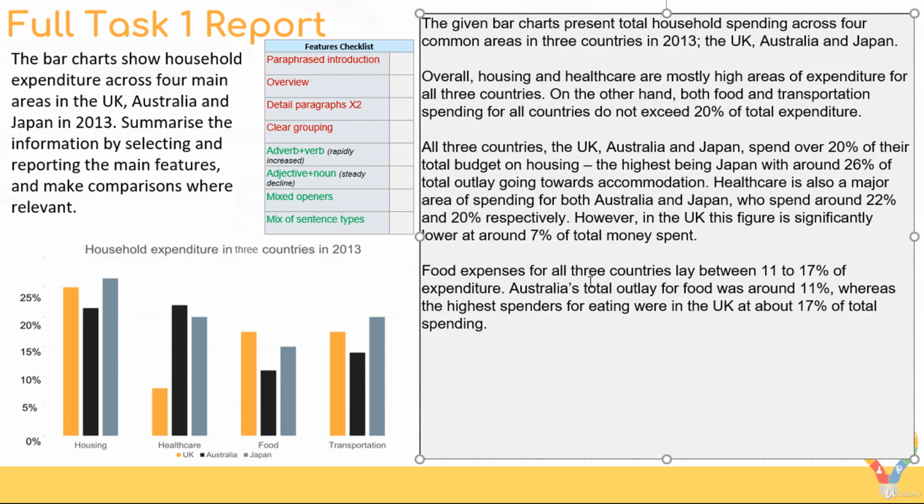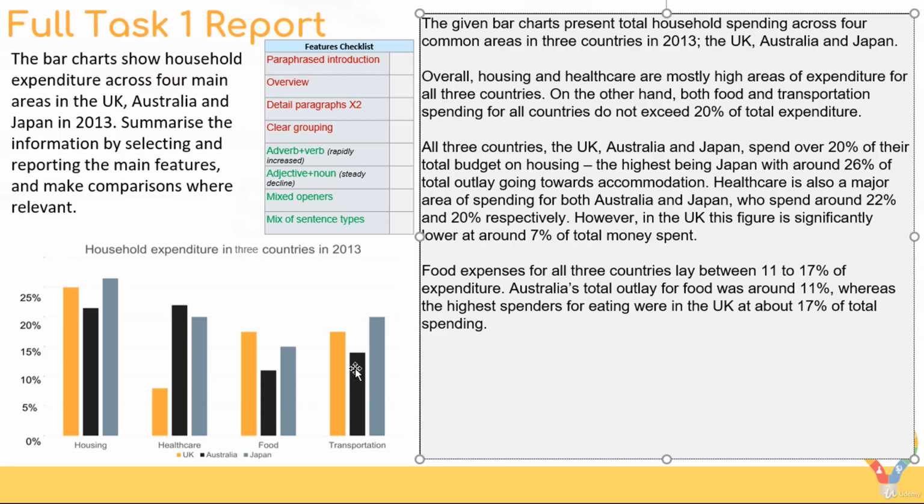Food expenses for all three countries lay between 11 to 17% of expenditure. Australia's total outlay for food was around 11%, whereas the highest spenders for eating were in the UK at about 17% of total spending. Okay, that sounds good to me. Let's take a look at transportation. Is there anything that I notice comparing these two sets of data?